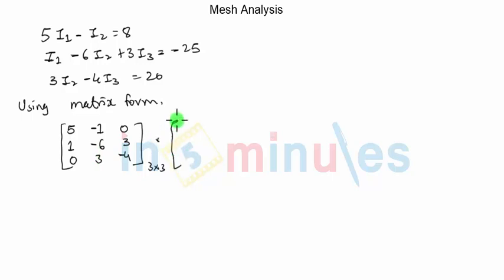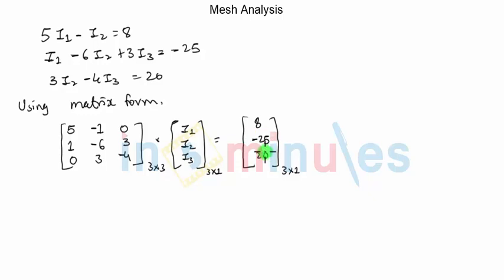This will be multiplied with the second matrix that will be of order 3 cross 1. This will be nothing but the 3 unknowns I1, I2 and I3 that we have. The right hand side matrix will also be of order 3 cross 1. That's how the multiplication will be possible. And this will be the matrix of constants, which is 8, minus 25 and 20.